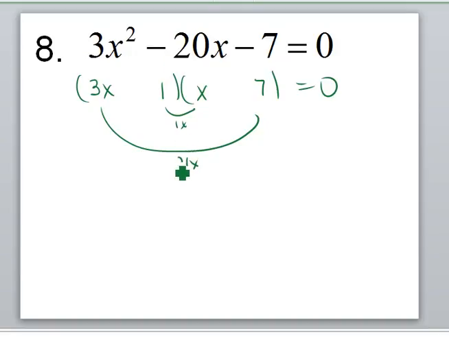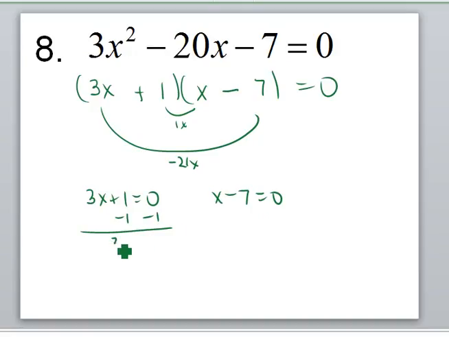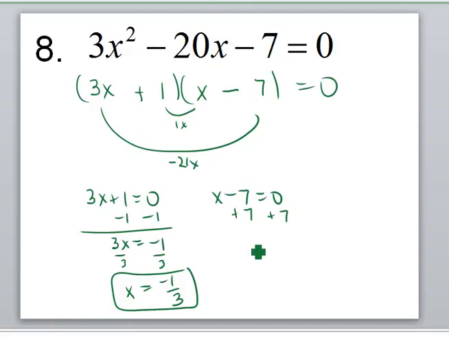I'll get a negative 20 by putting a negative with the 21. So I need a negative here and a positive there. 3x plus 1 equals 0, and x minus 7 equals 0 will give me my solutions. Subtract 1 from both sides and divide by 3. x equals negative 1/3 is one of my solutions. My second solution can be found by adding 7 to both sides, and x equals 7.